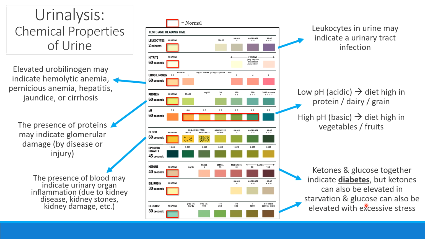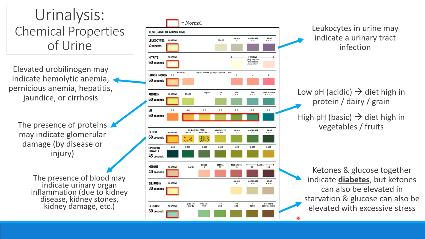We can also see excess glucose in urine when someone is particularly stressed. So at this point in the semester, we might find a little bit of glucose in our urine. The big thing though is if we see both of these together, a strong indicator of diabetes. And that's an important takeaway with all of our discussion here of urine.